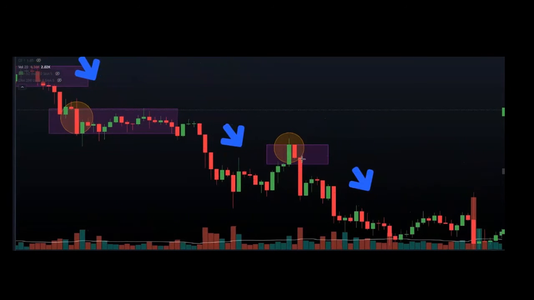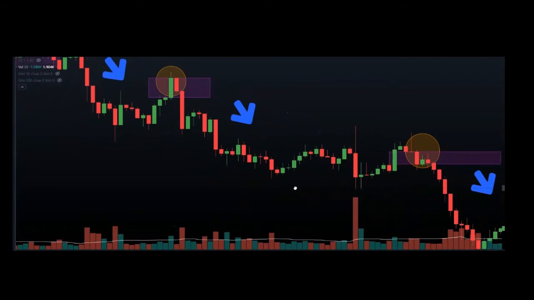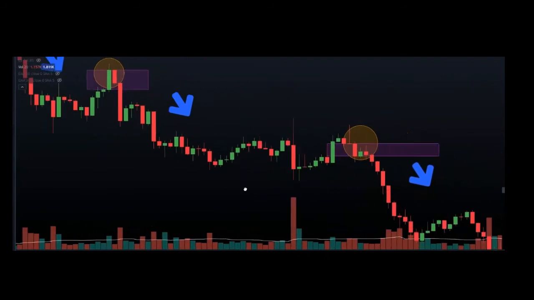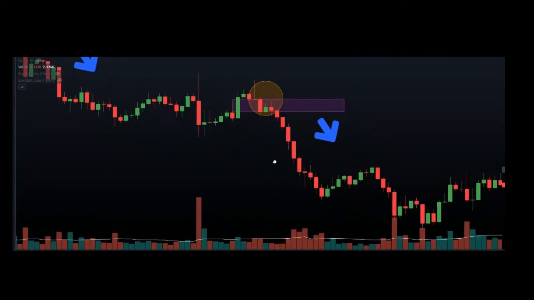See, here also we have inside candle formation. We will follow the same steps to gain our profits. Same thing here again. Market gives loads of chances to people who have knowledge.